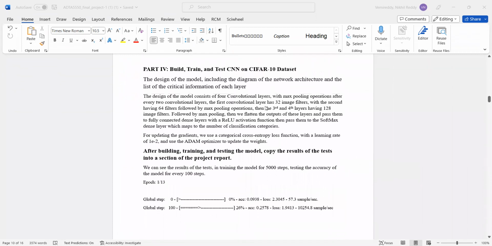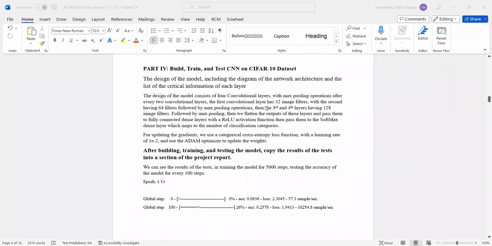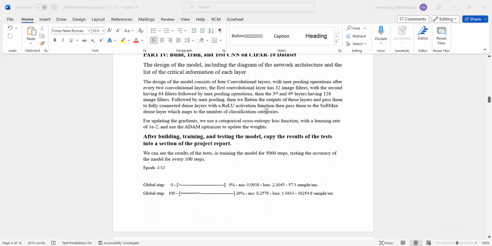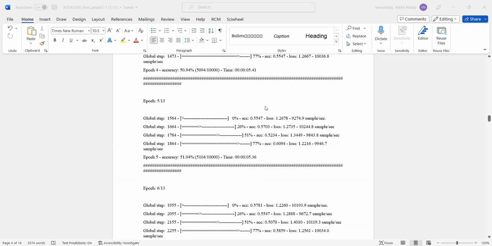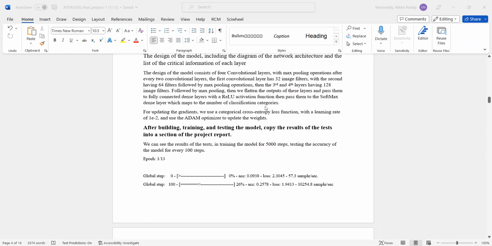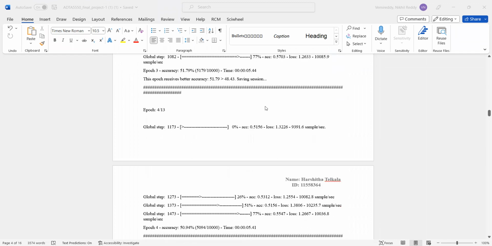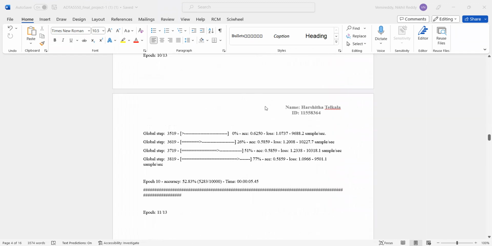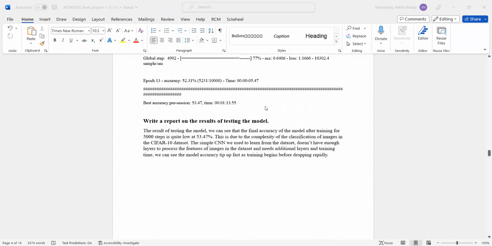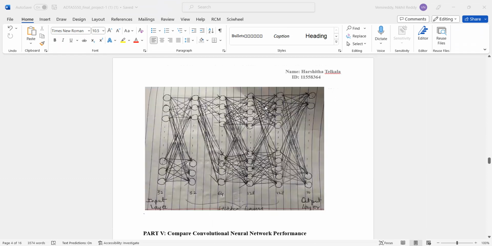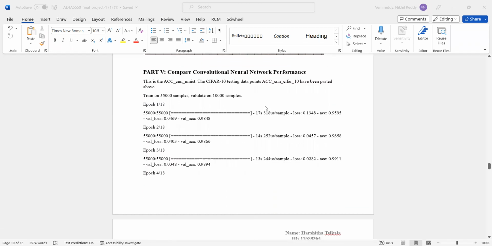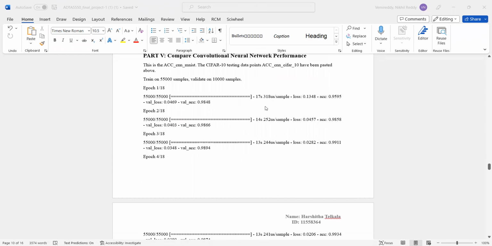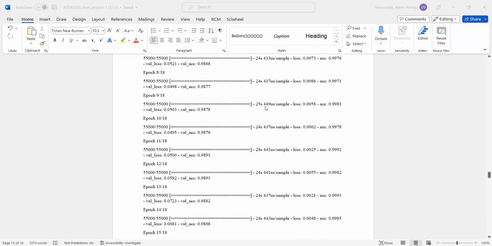In this, I have talked about building, training, and testing the CNN on the CIFAR-10 dataset and comparing it with the neural network. We can see the results here for building and training. These are the results. And this is the architecture of the neural network. And finally, this is the comparison of convolutional neural network performance, which is based on assignment 4.